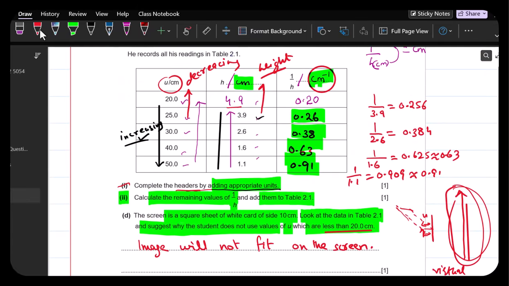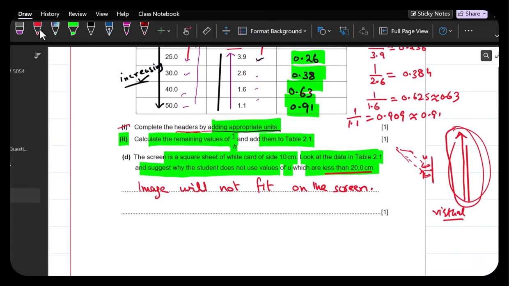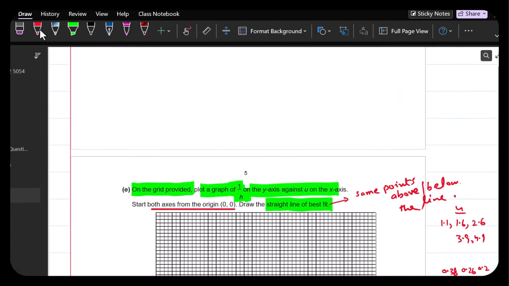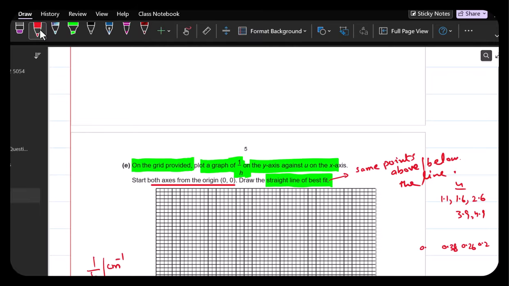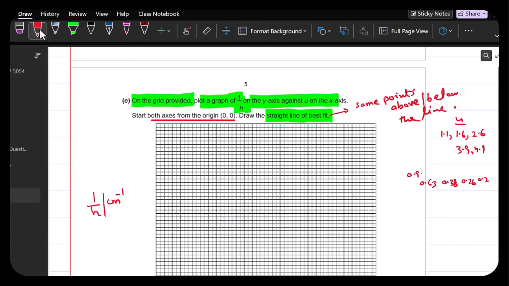So for 1 over h, I have 0.2, 0.26, then 0.38, then I have the values 0.63 and 0.91. Be very careful with which value goes where. This value is for 1.6, this value is for 2.6, 0.26 is for 3.9, and 0.2 is for 4.9. So these are the values of 1 over h.